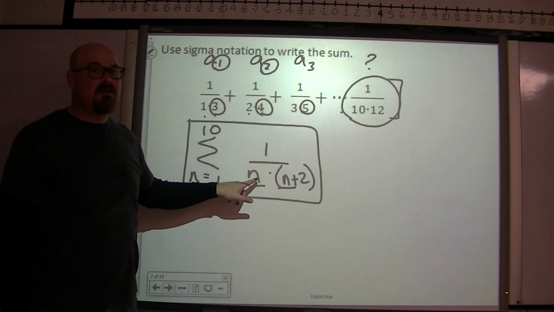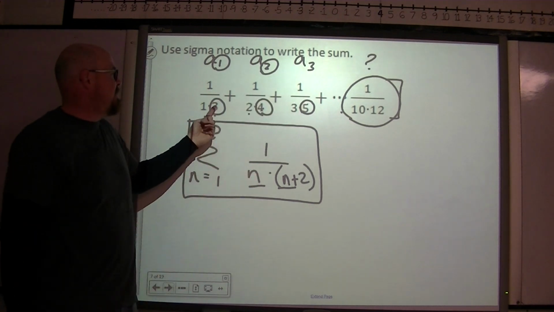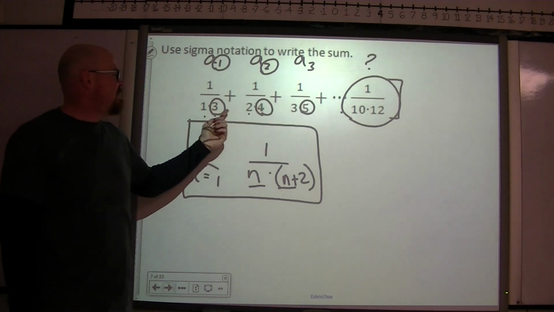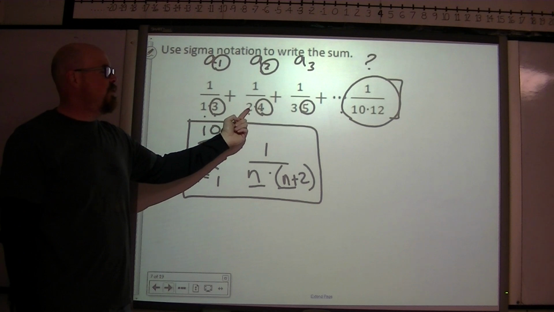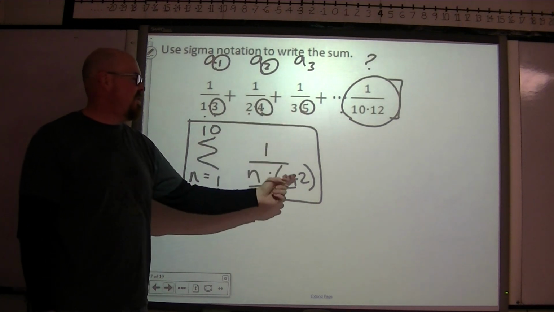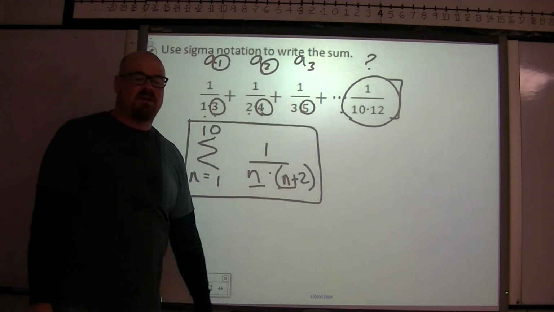That's why that's n. And then look at all the other numbers that are changing. This is changing. How is it changing? This is always 2 more than that. This is always 2 more than that. This is always 2 more than that. So I'm adding 2 to n to get that second number.